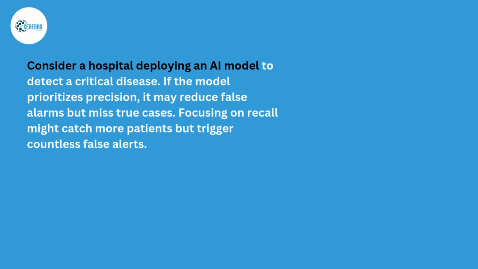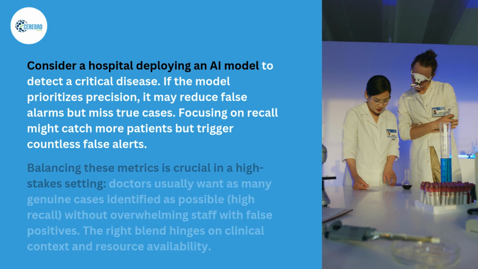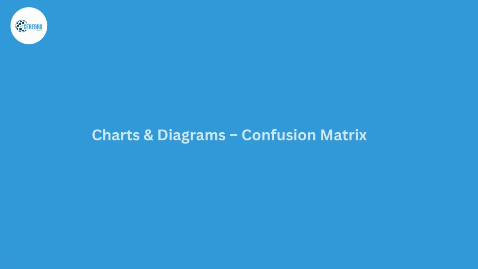Consider a hospital deploying an AI model to detect a critical disease. If the model prioritizes precision, it may reduce false alarms but miss true cases. Focusing on recall might catch more patients but trigger countless false alerts. Balancing these metrics is crucial in a high-stakes setting. Doctors usually want as many genuine cases identified as possible, high recall, without overwhelming staff with false positives. The right blend hinges on clinical context and resource availability.